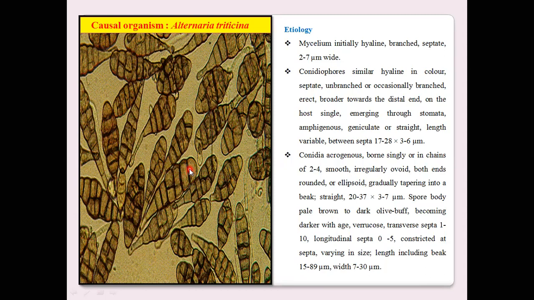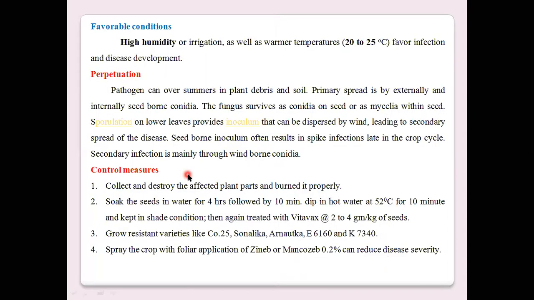Okay, so these two types of septa are present within this brown colored conidia. In this case, primary infection takes place through the infected seeds or infected plant part debris in the soil, and secondary infection, that is conidia, spreads through wind or air currents. Okay, then how to control this disease that may be seen in the wheat fields.